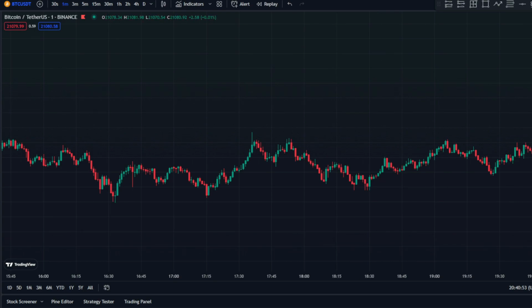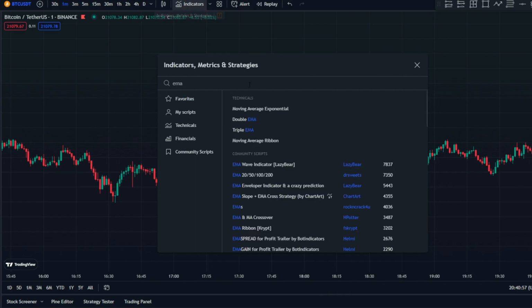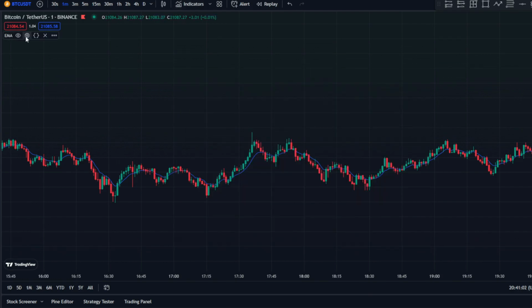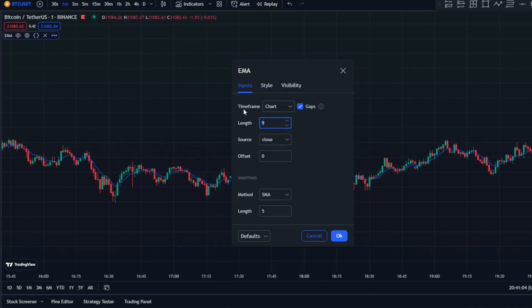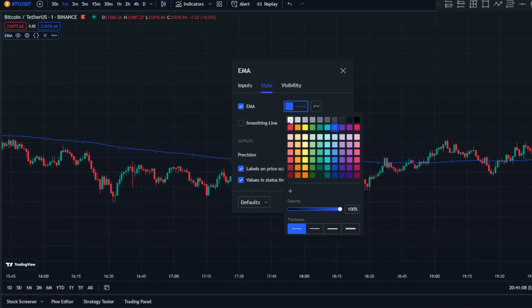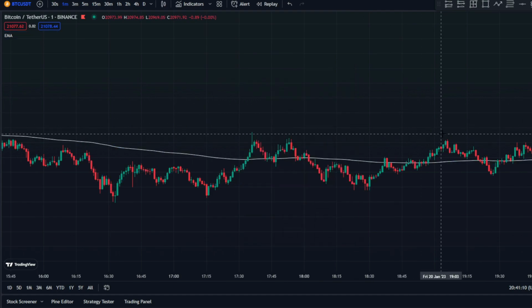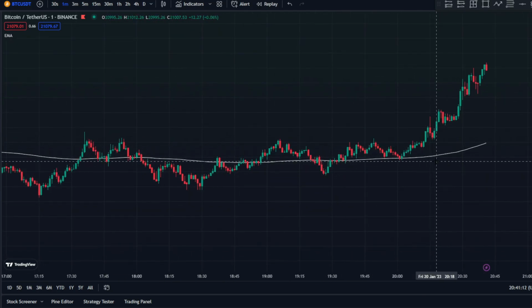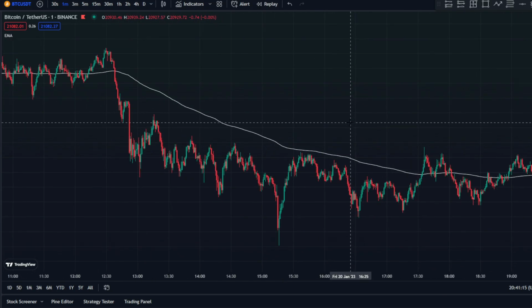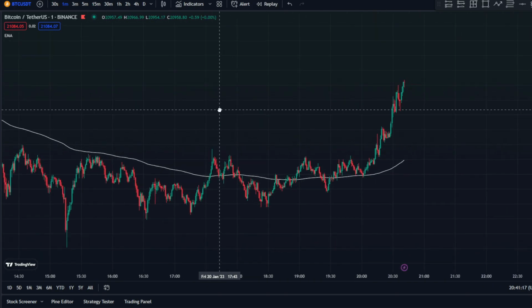So let me show you guys the indicators that we'll be using. First up, we'll be using the EMA indicator. So you want to search up EMA, moving average exponential. For this you want to change the EMA to 200. Next up, you want to change the EMA to a white line so that you can make it clearer. And this is basically to tell us where the direction of the trend is going.